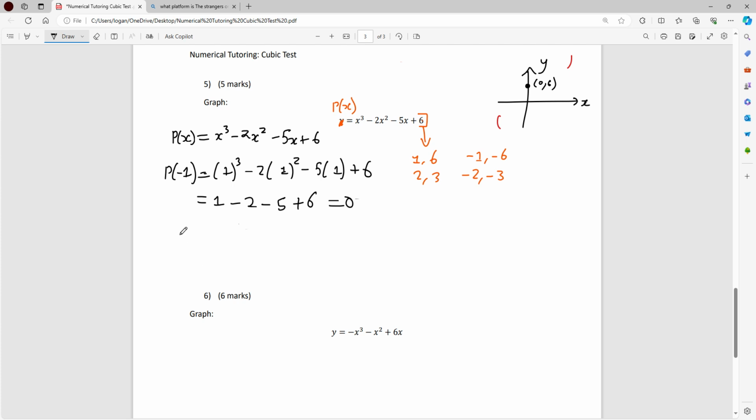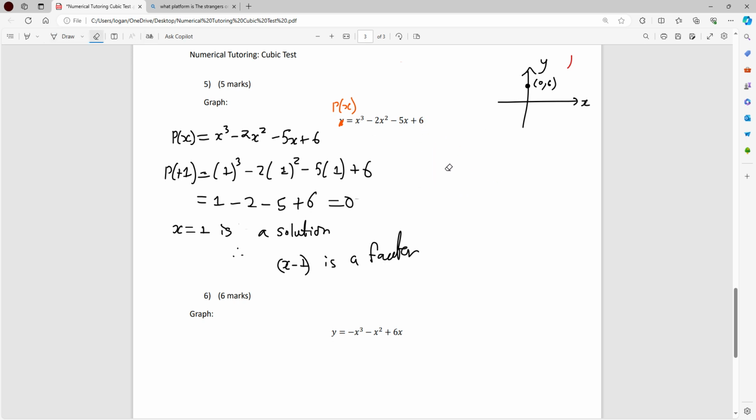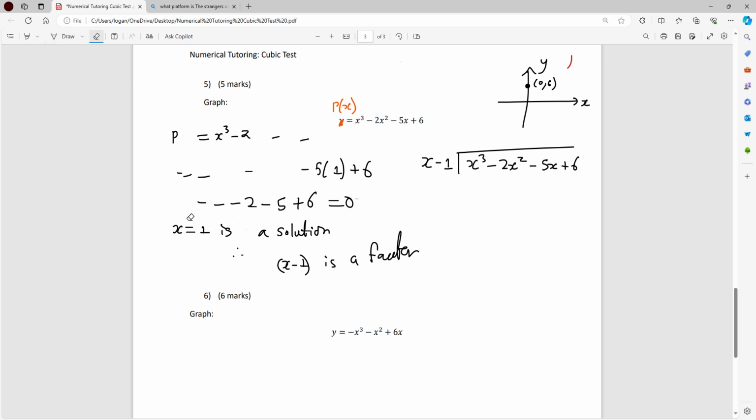So this is for positive 1, so if x equals 1 is a solution, therefore x minus 1 is a factor. Okay, so now we can use this to work out our quadratic to then break down the other x-intercepts, okay? So start by writing x minus 1 divided by x cubed minus 2x squared minus 5x plus 6. Okay, so now we do the long division. Let's get rid of this because I don't need this for now.